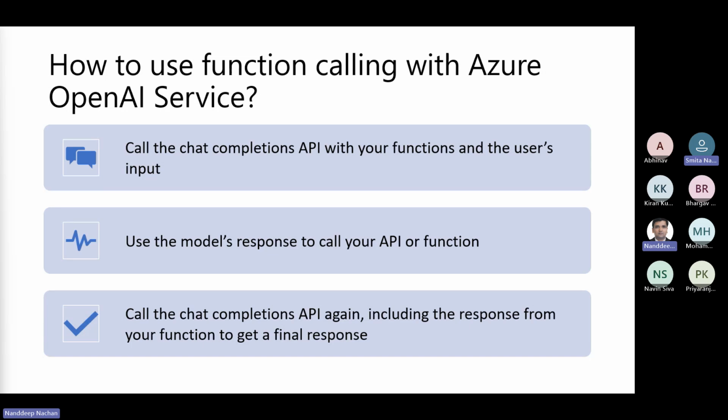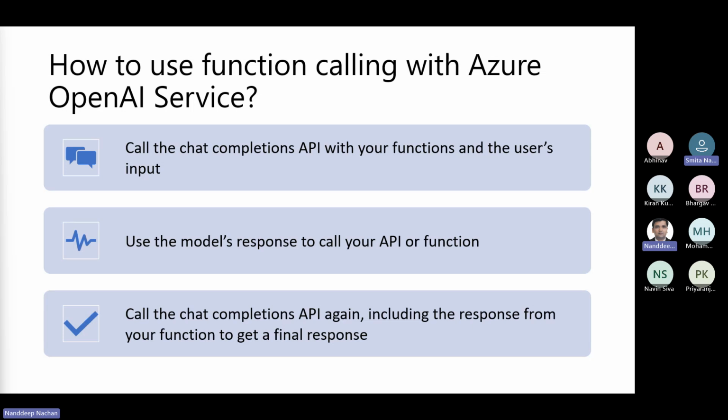Now let's check in depth how we can use function calling with Azure OpenAI Service, how we can call the chat completion API with your functions and the user's input, and how we can use the model response to call your APIs or functions. This provides a native way for these models to formulate API calls and structured data outputs, all based on the functions you specify.